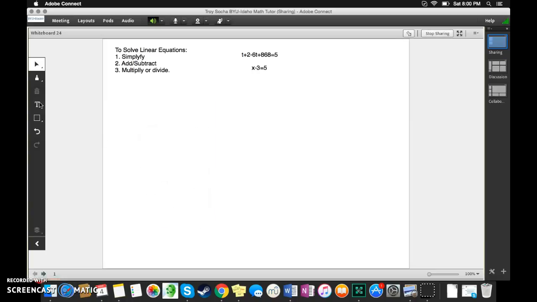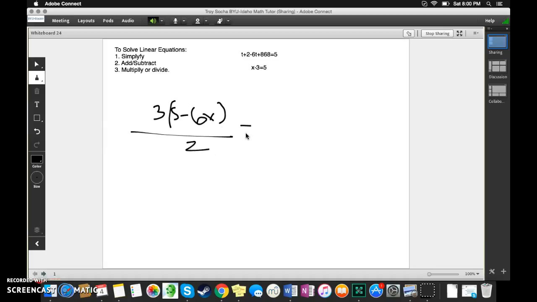Say we have the problem 3 times (5 minus 6x), all over 2, equals 10 minus 30x. Alright, so now we're going to solve for x. We're going to find a number which x equals. So we're going to go through the steps. First we need to simplify. First we need to distribute.